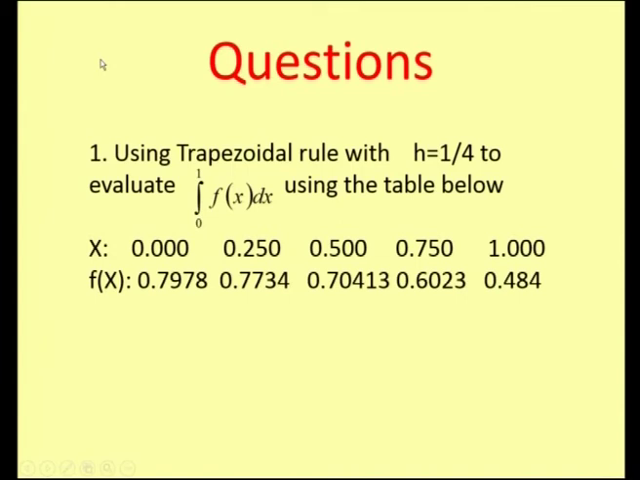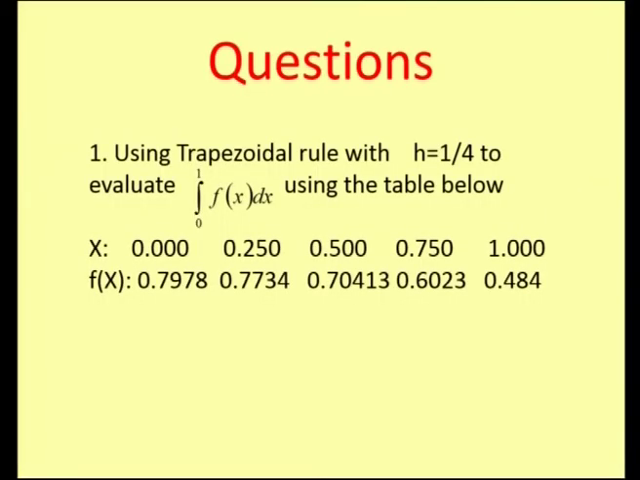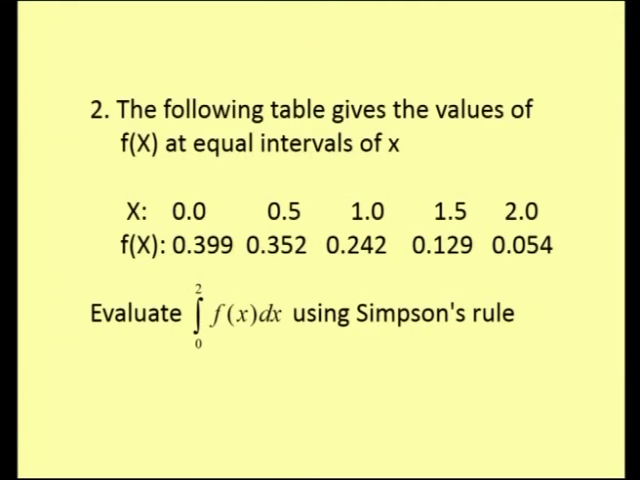Based on the discussion in this session, the following questions may be posed. Using trapezoidal rule with h is equal to 1 by 4, evaluate the integral 0 to 1 f of x dx using the table given below. Usually we will find out the tabular column, but here in this question the tabular column is directly given, so we can directly apply the formula by taking the values as x0, x1, x2, x3, x4 and f of x0, f of x1, f of x2, f of x3 and f of x4. Next, evaluate integral 0 to 2 f of x dx using Simpson's rule for the values given in the tabular column. Thank you.